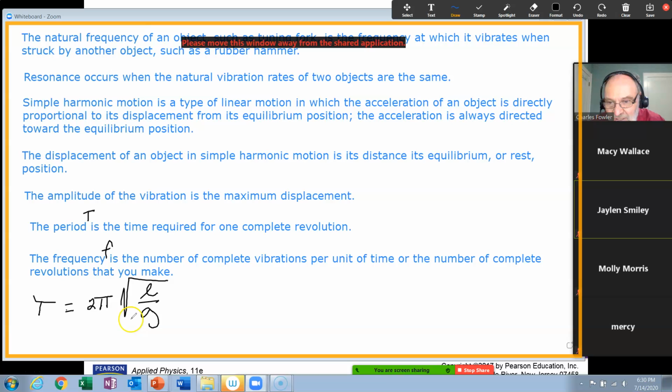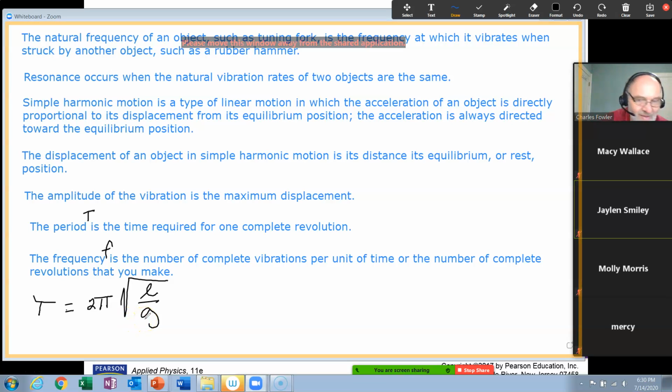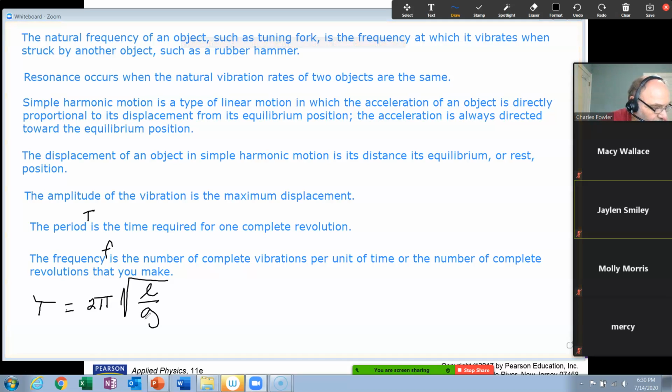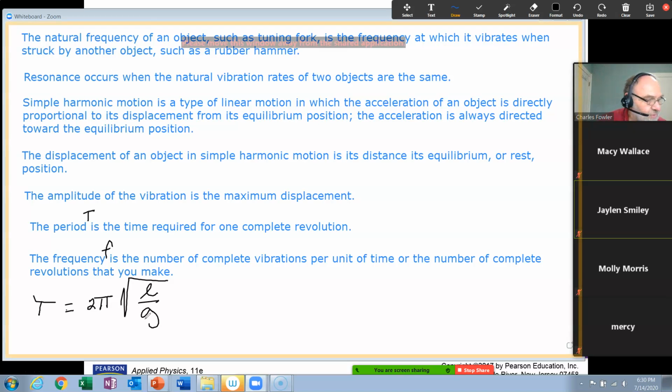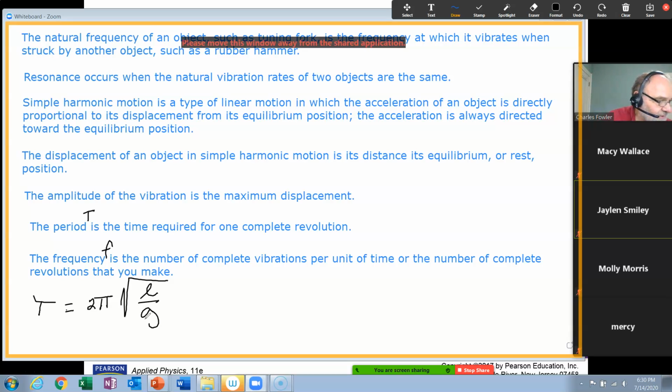Now, what is the G? The G is the acceleration due to gravity, 9.80 meters per second squared if you're in SI units, 32.2 feet per second squared, just like we used several chapters ago. So there's the pendulum. I probably should have put that definition in too.